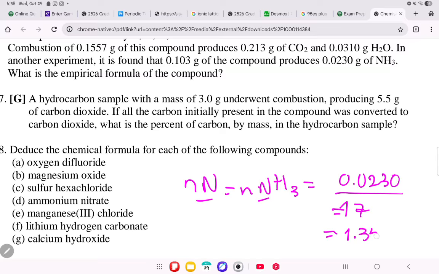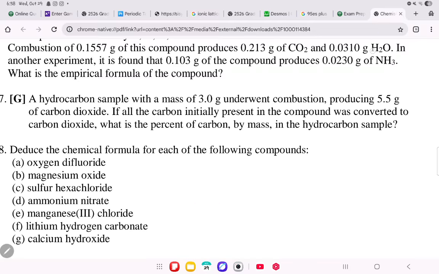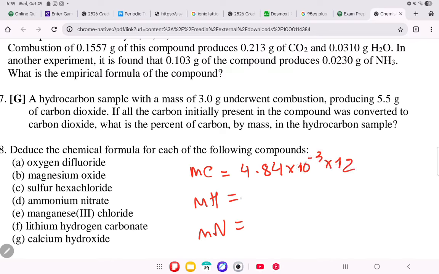Perfect. Now that we have the number of mole of carbon, hydrogen, and nitrogen, we'll be able to find what? We will be able to find their relative masses. So we need to find the mass of carbon, the mass of hydrogen, and the mass of nitrogen. Very simply, it will be the number of moles times the molar mass. So it's going to be 4.84 times 10 to the power of minus 3 times 12. Then here it's going to be 3.44 times 10 to the power of minus 3 times 1. Okay? And here it's going to be 1.35 times 10 to the power of minus 3 times 14.